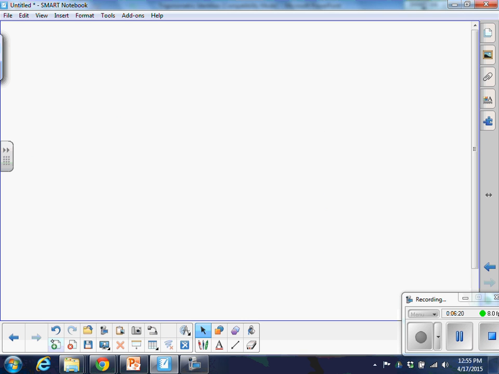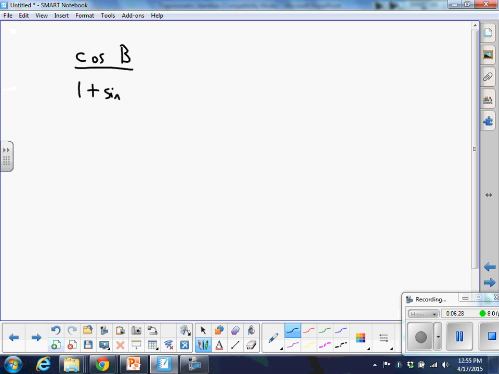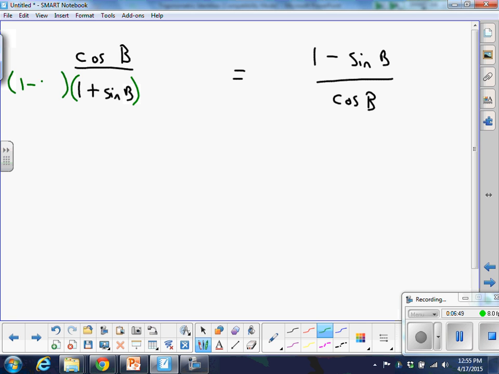The next problem on that version was something like cosine of b over 1 plus sine b, and we want to show that that equals 1 minus sine b over cosine b. There are definitely options and different ways you can do things. I see in the left term on the bottom, it's a binomial, so I could multiply by its conjugate, and that's usually a good thing to try. So let's do that, as long as we do top and bottom by the same thing.